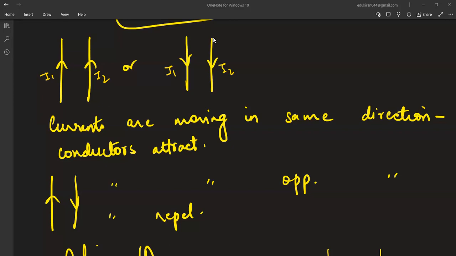In some questions you will find that length is not mentioned and force is asked, not force per unit length, no other term. Just force between two conductors is asked. Then what will you do? Solve it in the same manner, assuming L to be 1, since force per unit length is hidden in those questions. That's why I have made you write this formula separately. Clear to all of you? Yes, ma'am.